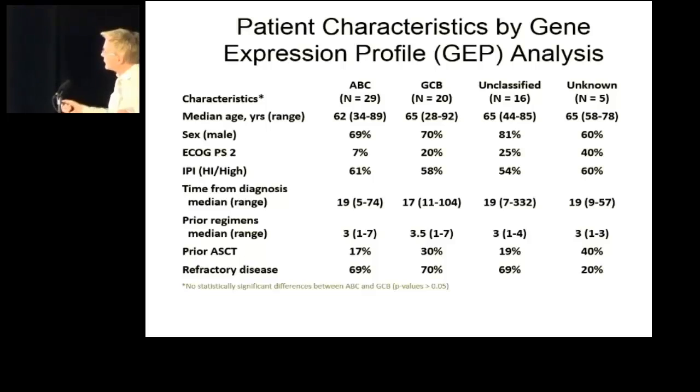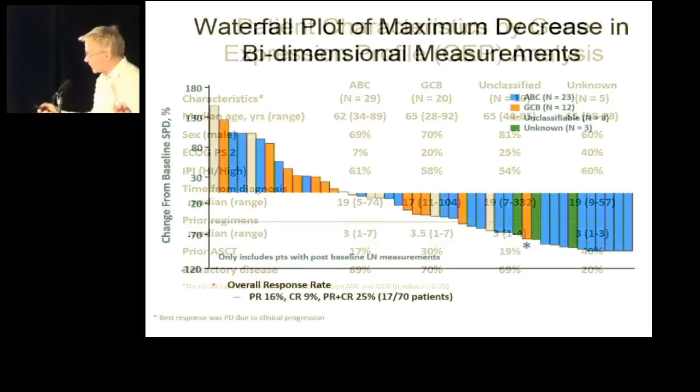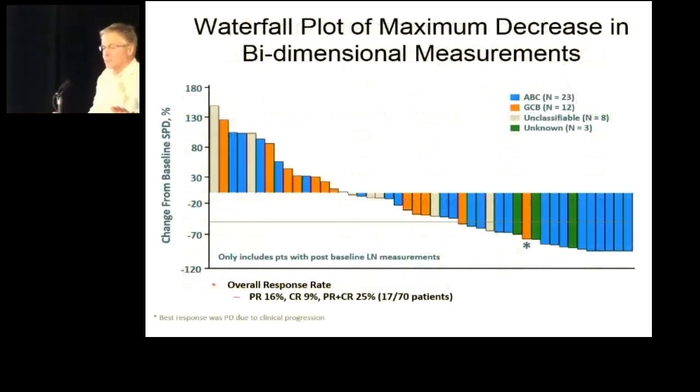And these groups were very, very well balanced. Refractory disease was similar in both. The amount of prior therapy similar, age, etc. So ABC, GCB, extremely well balanced. So what did we see, showing the waterfall plot? You can see that there was clinical activity across most cases. And as you can see in blue here, ABC was where most of this clinical activity lay.